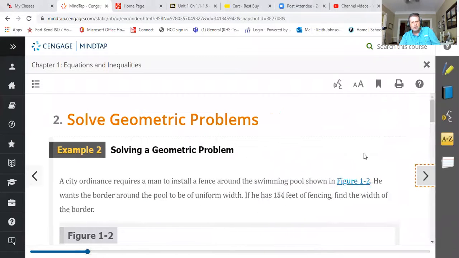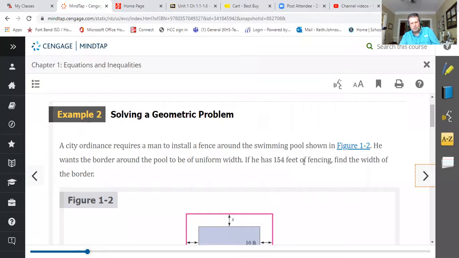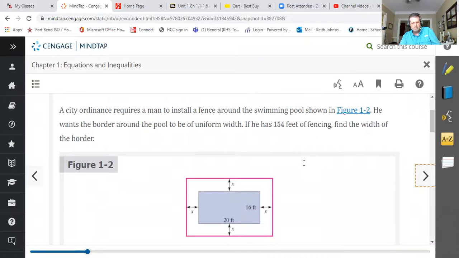Okay, all right, then we have geometric problems. Okay, and we got 2 here. The first one is, and a couple things here we want to touch base on with you too. Okay, it says a city ordinance requires a man to install a fence in the swimming pool. He wants the border of the pool to be uniform width.